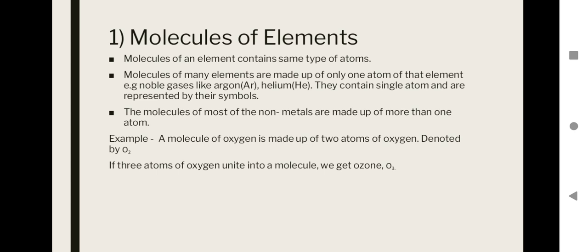For example, take a molecule of oxygen. It is made up of two atoms, which is denoted by the symbol O2. It contains two atoms of oxygen. If three atoms of oxygen unite into a molecule, we get ozone, which is represented as O3.